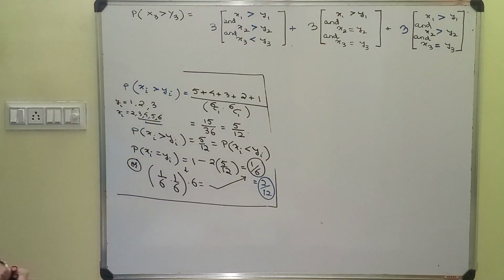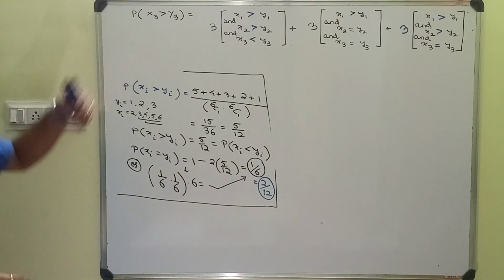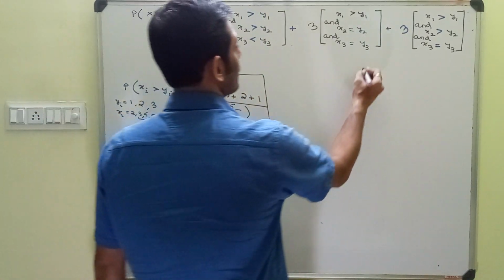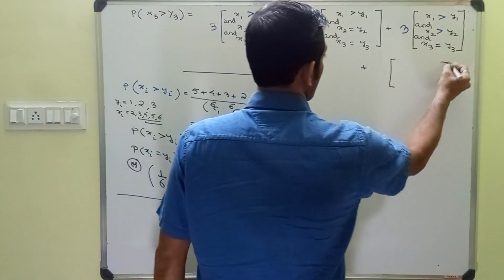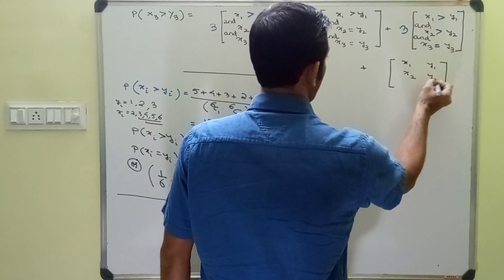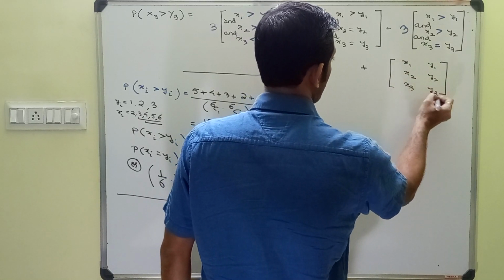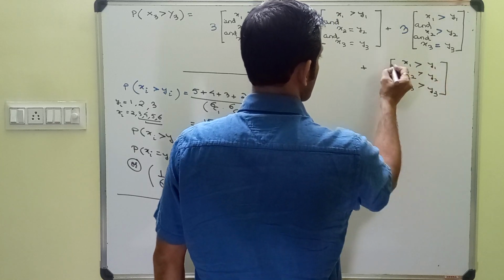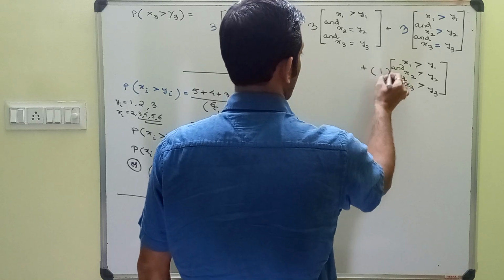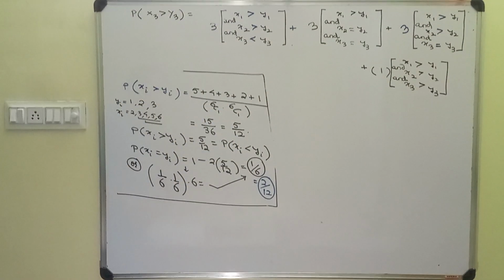Any other possibility that the total score comes greater? Oh yes, there is a third possibility. And in the third one, the player 1 would win all the 3 games. And this can happen in only one way, dear. And that's all. These are the 4 possibilities.